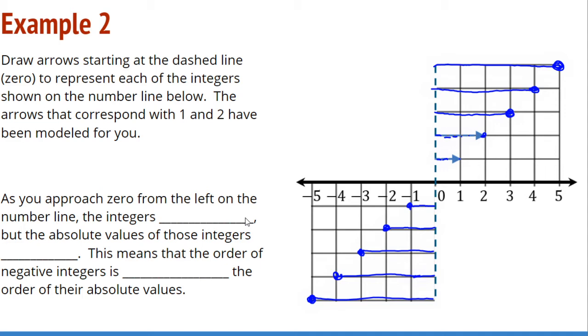As I look at it, I see that the -5 and the 5 both have the same length of line because they are the farthest away from 0. Now, because their lines are the same length, what does that mean? That means they both have the same absolute value.